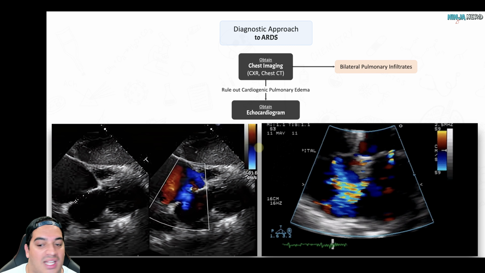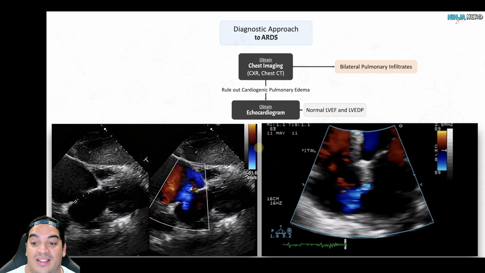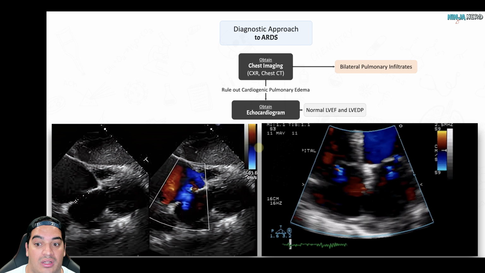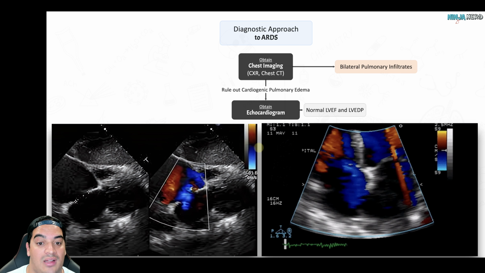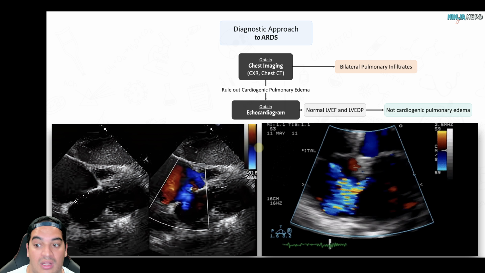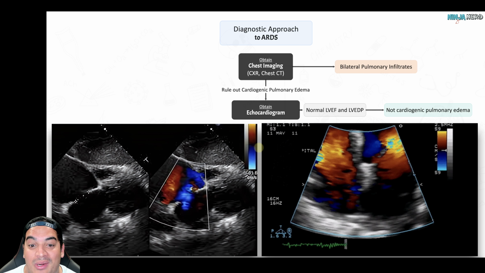One of the best things to do is get an echo. Does their echo suggest that they have a normal left ventricular ejection fraction greater than 50%? Do they have a normal left ventricular end diastolic pressure? They don't have any diastolic dysfunction? It's probably not cardiogenic pulmonary edema.